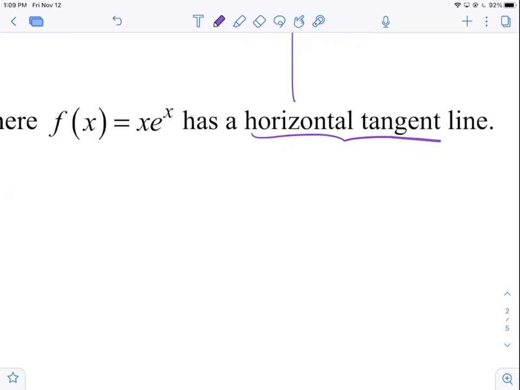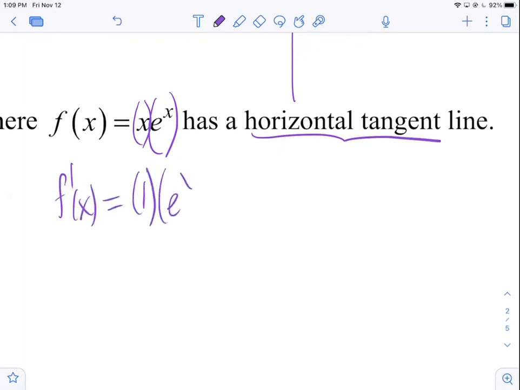So let's do that. I'm going to put parentheses around here. I have 2 variable factors, so this is the product rule. 2 factors means 2 terms. So f prime of x is the derivative of x, which is 1, and e to the x goes along for the ride, plus x goes along for the ride times the derivative of e to the x, which is e to the x.